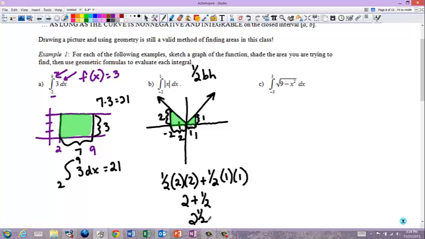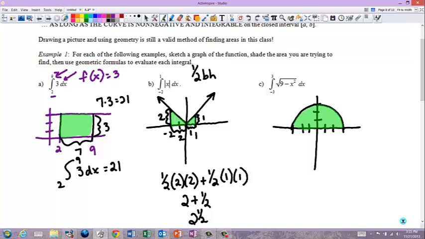The square root of 9 minus x squared is a semicircle, and I want to go from negative 3 to 3. Well, that just so happens to be where it's at. And I want to find the area under the curve. We say area under the curve, but it's actually the area between the curve and the x-axis. You can't have a negative area.